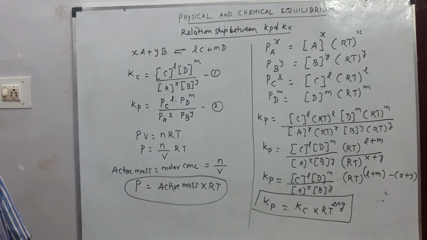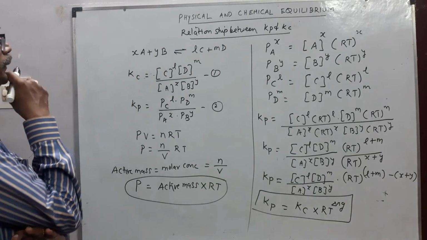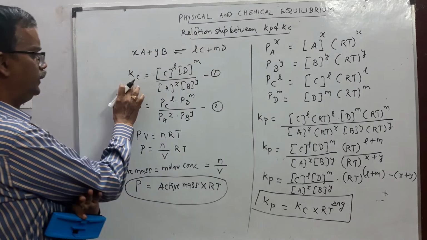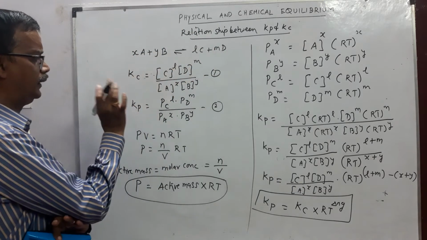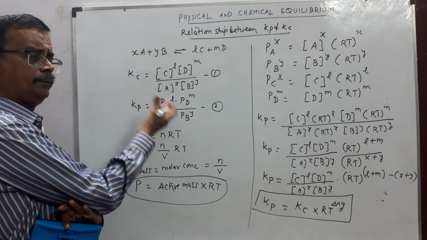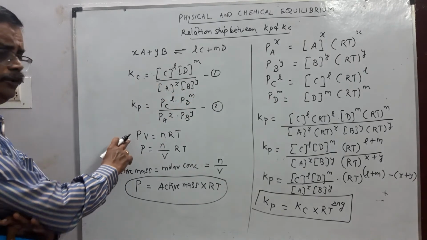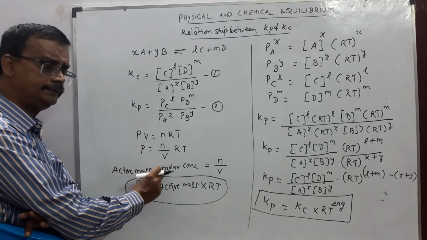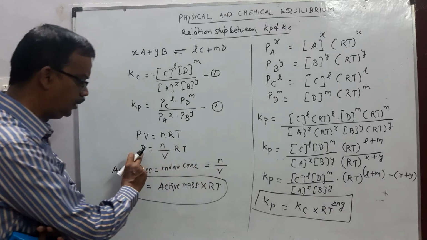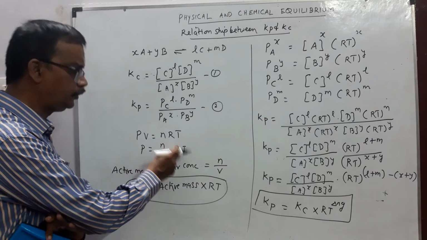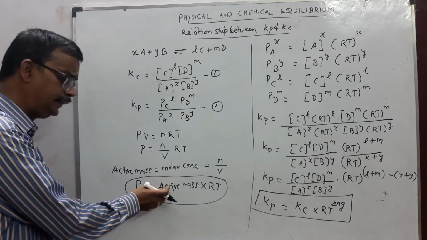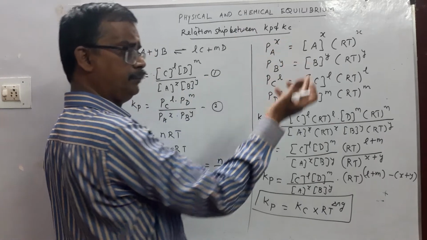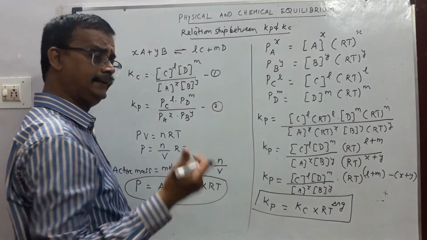Once again, repeat. Let us consider the reversible reaction xA plus yB gives lC plus mD. The equilibrium constant Kc expression is one; Kp is the equilibrium constant in terms of the partial pressure. We know PV equal to nRT, P equal to nRT by V, active mass equal to molar concentration, that is n by V. So pressure equal to active mass into RT. Using this expression, we can write the partial pressures of A, B, C, D respectively.